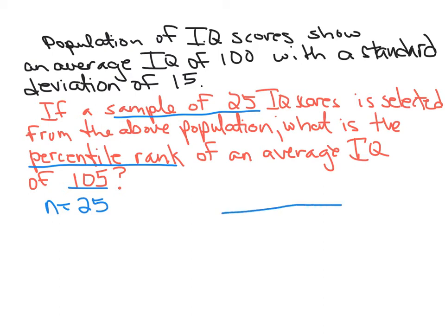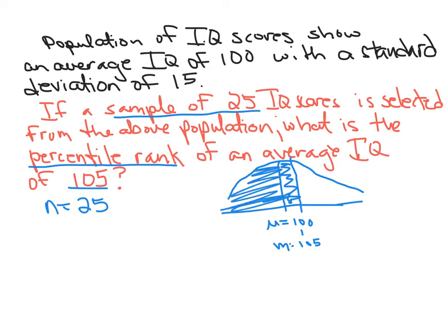It makes more sense sometimes if you draw this. So right down the middle is our population mean of 100, and 105 is just above that. Percentile rank is this sliver plus everything below. So you know that this entire side is 50%, and then we need to find out what this sliver is and add it to that 50%. So that means we need a z-score.